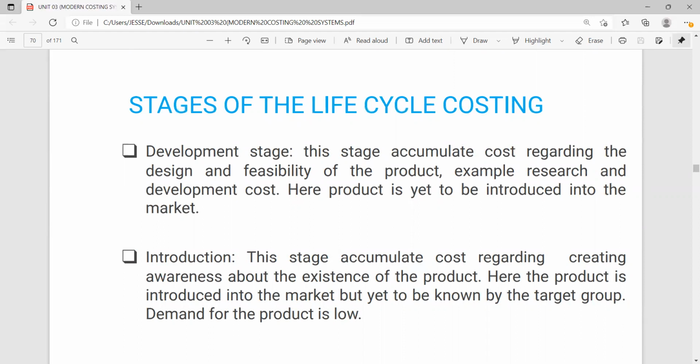Number one, development stage. This stage accumulates costs regarding the design and feasibility of the product. Example, research and development costs.